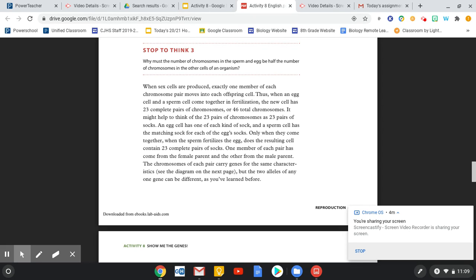It might help to think of the 23 pairs of chromosomes as 23 pairs of socks. An egg cell has 1 of each kind of sock, and a sperm cell has the matching sock for each of the egg socks. Only when the sperm fertilizes the egg does the resulting cell contain 23 complete pairs of socks. One member of each pair has come from the female parent and the other from the male parent. The chromosomes of each pair carry genes for the same characteristics. They're the same chromosome, same sock. So it's going to have the same genes, those same sections of DNA.